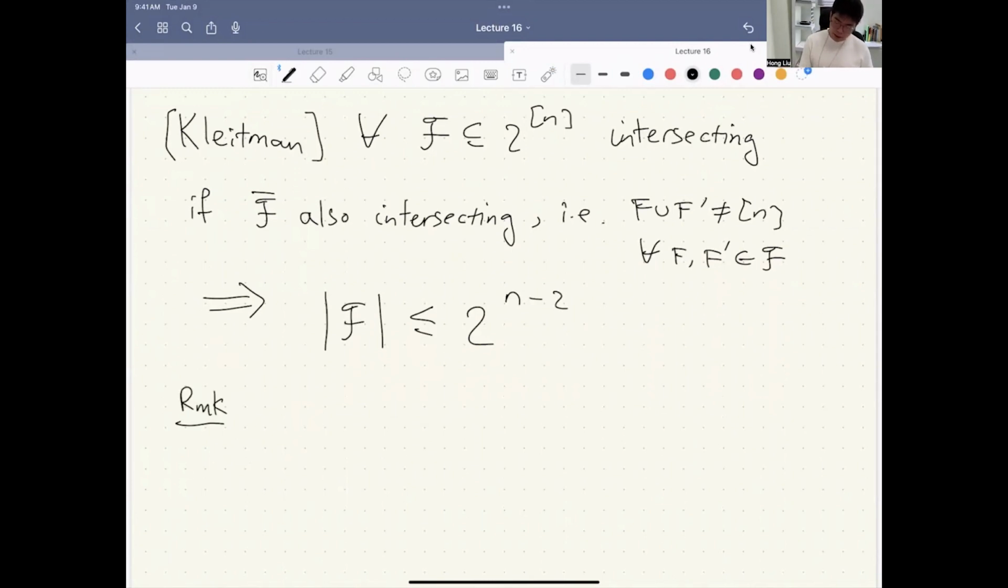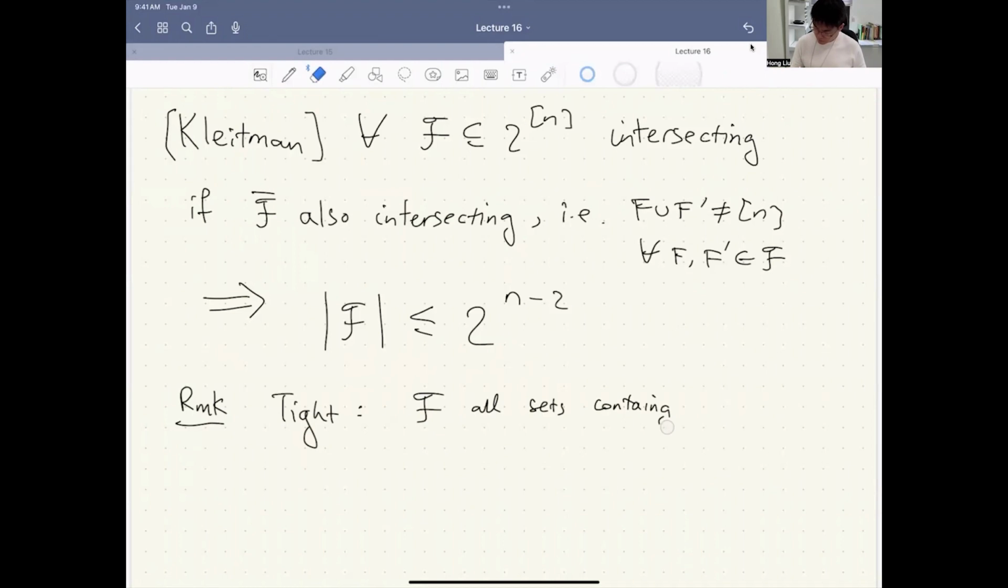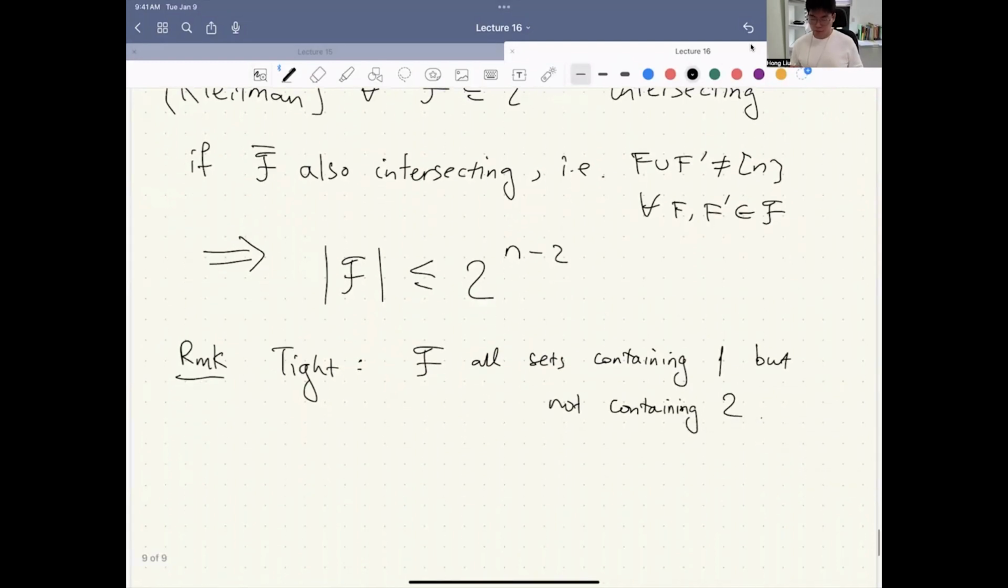Remark: how tight is it? It is tight. Consider F to be all sets containing 1 and not containing element 2. Okay, so maybe you can write it like this.